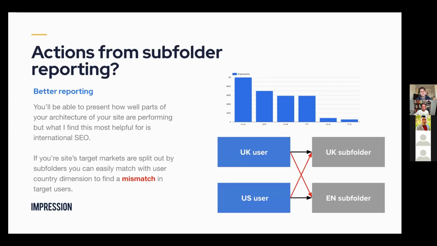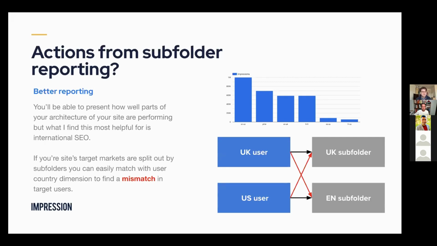One will get indexed over the other, or what will usually happen as well is you'll have users going to the wrong country. Say, for instance, like I've said there, you'll get UK users going to the US folder. So it's really good for doing that. And also, if you've got a landing page that's getting loads of users from not the target market, then you know you need to transcreate the page, add that to your target market, and then add the hreflang.